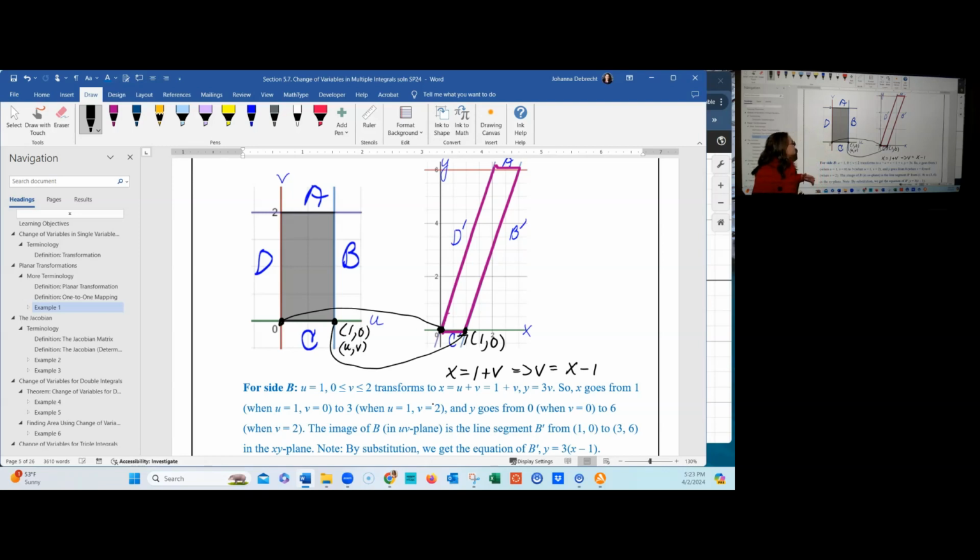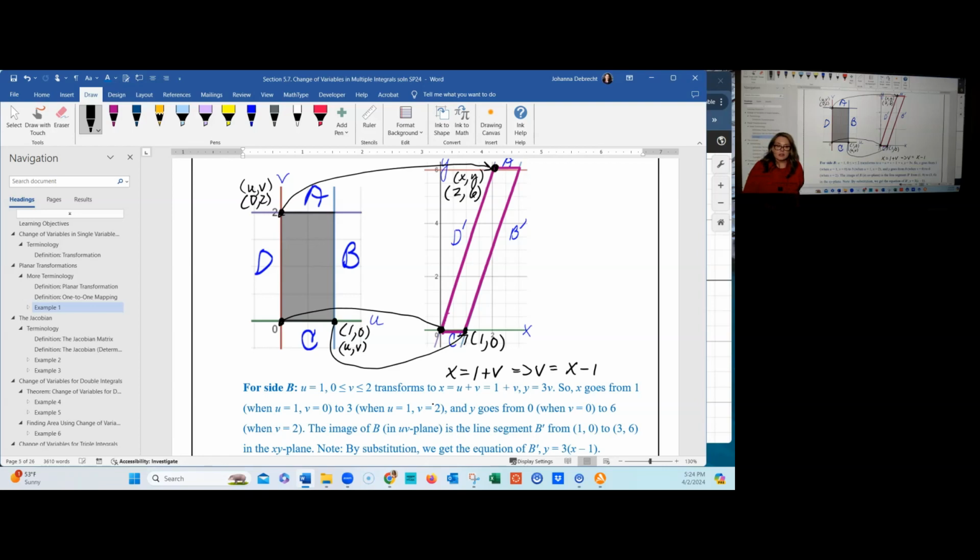And then side D can be found by considering that u is constantly 0, but v varies from 0 to 2. So if v varies from 0 to 2, then y varies from 0 to 6. And x, which is u plus v, is going to basically vary from 0 to 2. So I'm going to be connecting 0, 0 with 2, 6. And you can see that point connecting right here. So this is taking 0, 2, which are the u and v values, and converting it into the xy values, which is going to give us for x, 2, and for y, 6. So this point right here connects to this point right there. And of course, the one corner I didn't map maps to the other corner.